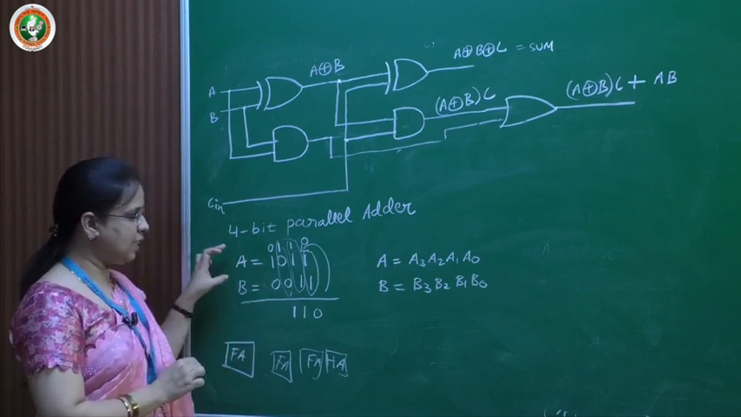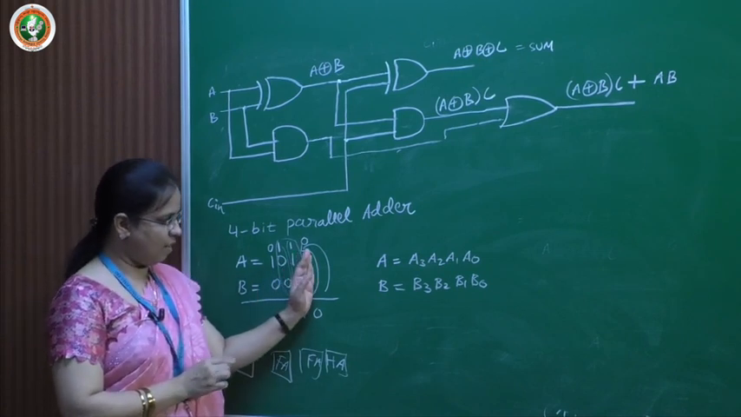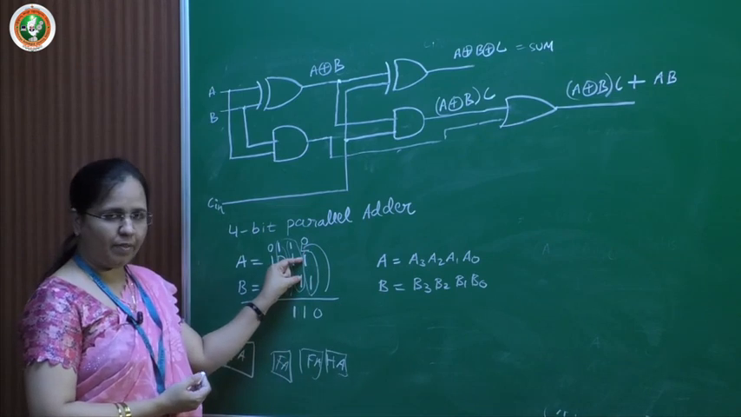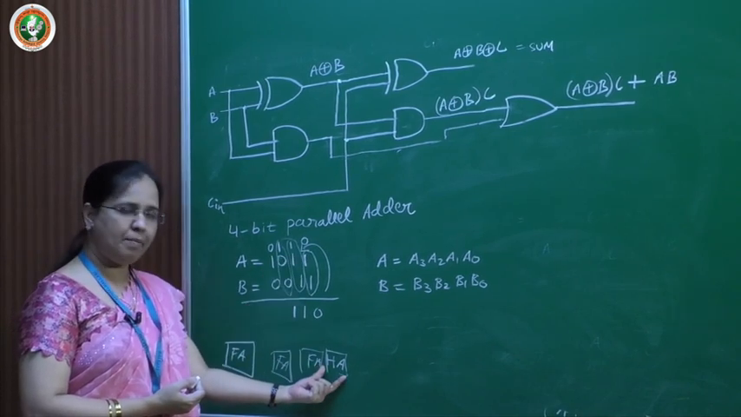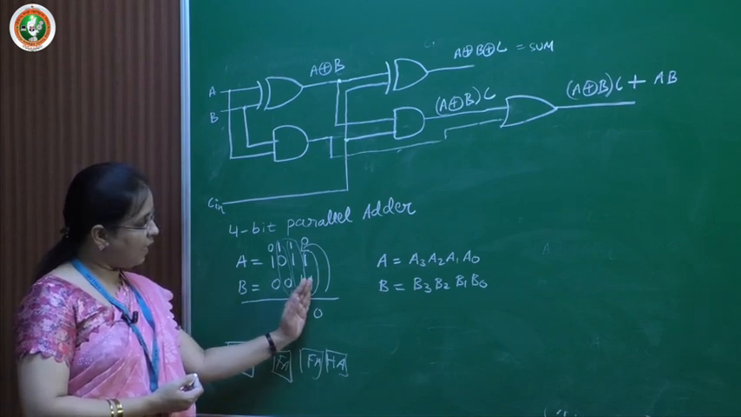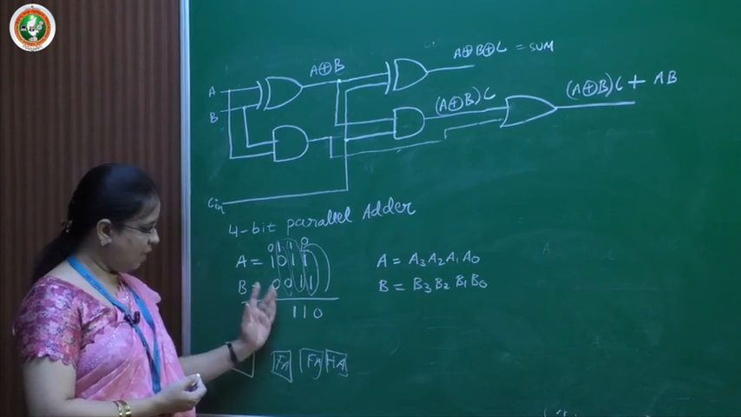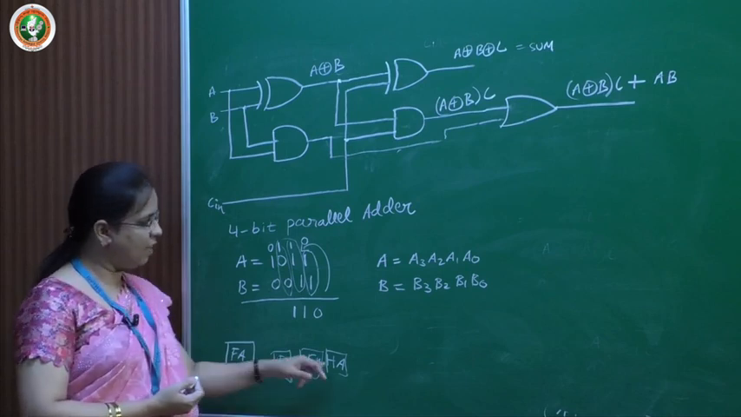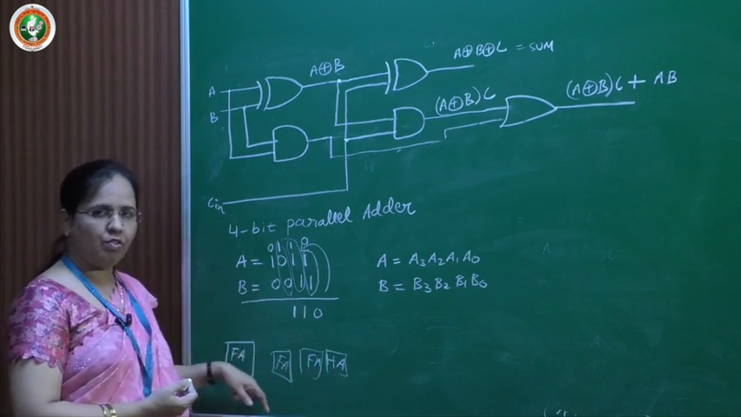Whenever we are interested in adding 2 4-bit numbers, at the first level or in the rightmost bit, we will be having only 2 bits to add. When we want to add only 2 bits without a carry, I can actually make use of a half adder. But to add the next 3 levels, I need 3 full adders. Instead of using 3 full adders and 1 half adder, what we are doing? We are using 4 full adders.